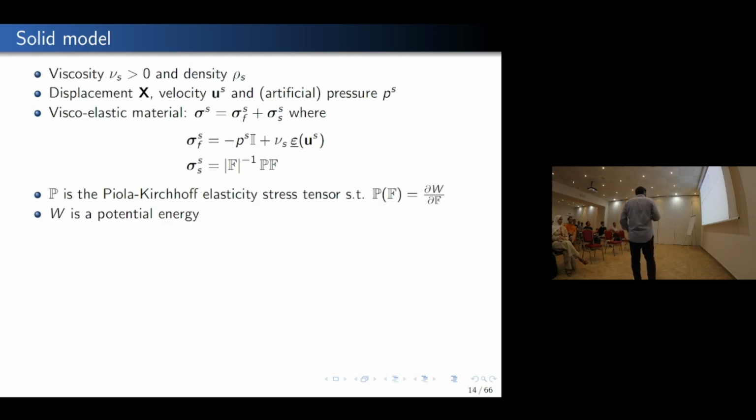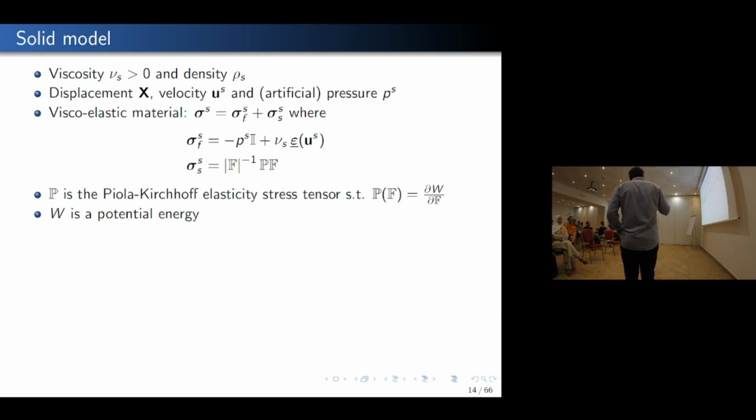For the solid model, again we consider viscosity mu s positive and density rho s. The displacement, we are interested in studying the displacement X and the velocity us, and we need to introduce also the artificial pressure ps. And we assume that the solid is viscoelastic, is made of viscoelastic material, so the Cauchy stress tensor for the solid is the sum of two different contributions.